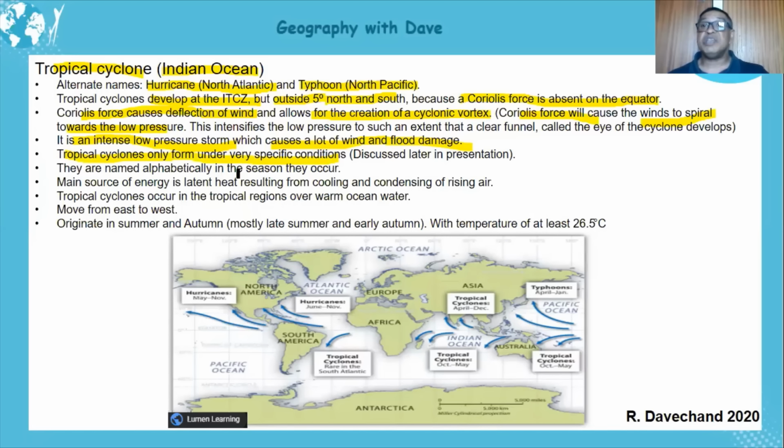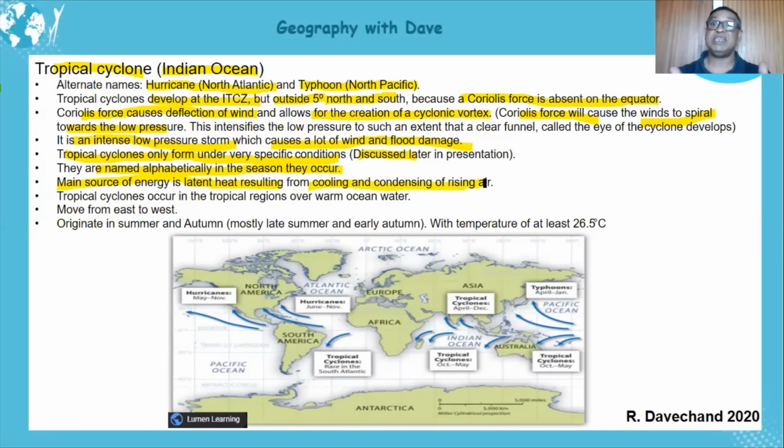They are also named alphabetically, in the season they occur, in the area. For instance, Tropical Cyclone Dave. That must be a very good-looking cyclone. Tropical Cyclone Dave will be the fourth cyclone in the area: A, B, C, D. That's how they are named alphabetically for that season. Of course, the next season, it'll start again. The main source of energy is latent heat, which results from cooling and condensing of air.